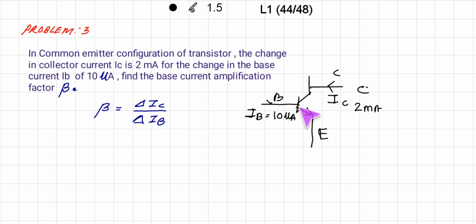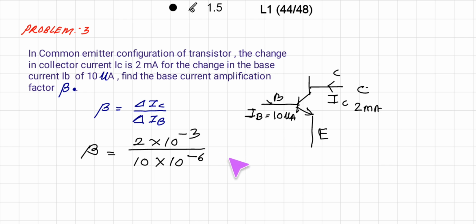So we have a change in IC, that is delta IC is 2 milliampere, and delta IB is given, so therefore beta is equal to delta IC upon delta IB. So here delta IC is given, that is 2 into 10 raised to minus 3, that is 2 milliampere, and change in delta IB is given as 10 into 10 raised to minus 6, and so therefore we get the value of beta, that is equal to 200. So this way we can solve this problem.